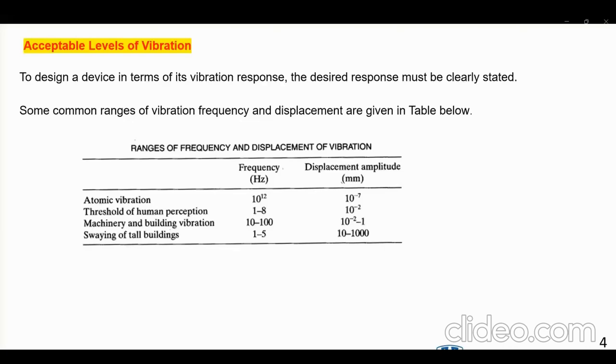For human perception, the frequency range is 1 to 8 hertz. We can perceive things as long as it's in that range, and the displacement amplitude is of the order of 10 to the minus 2 millimeters. So that is 0.01 millimeter, something of that order of magnitude. For machinery, the frequency range is somewhere between 10 and 100, or 10 and 1,000, for example. And the amount of displacement is of the order of millimeter to centimeter.